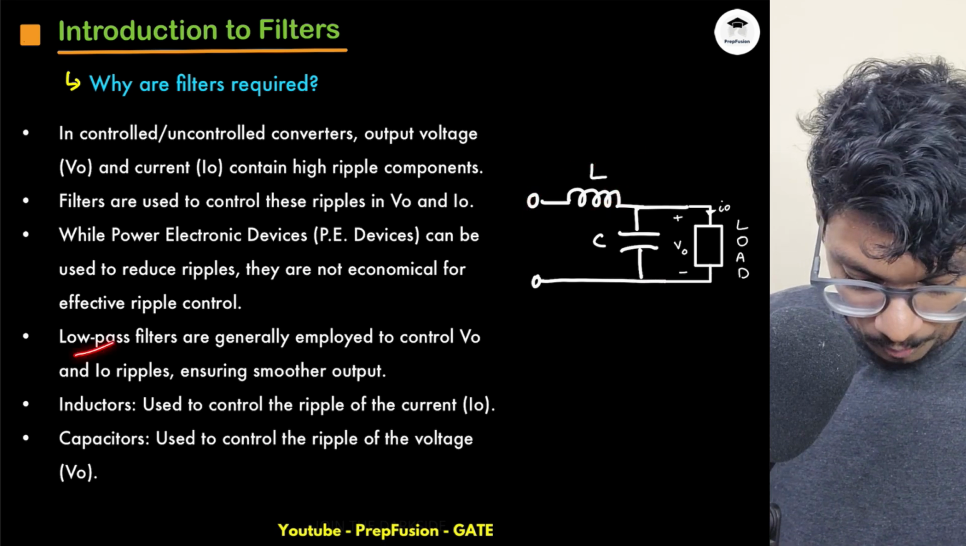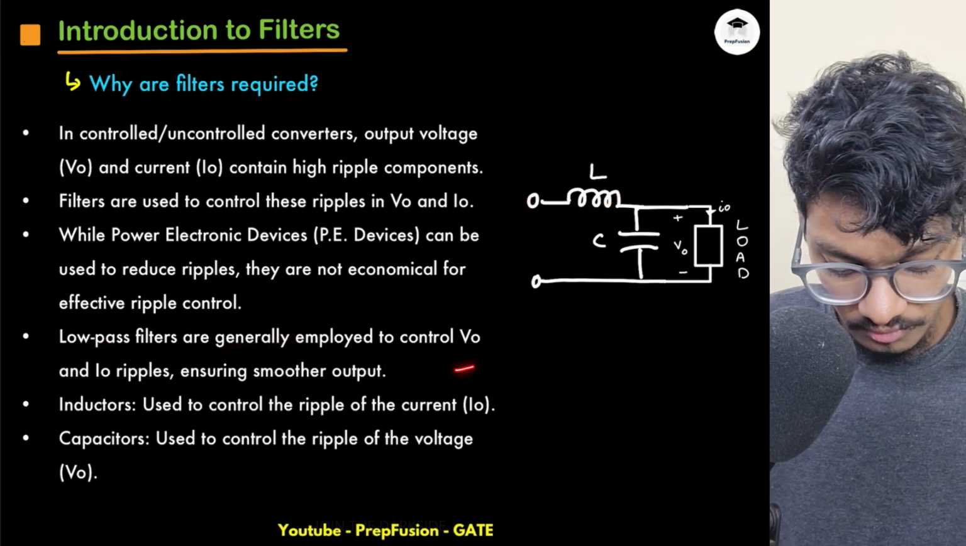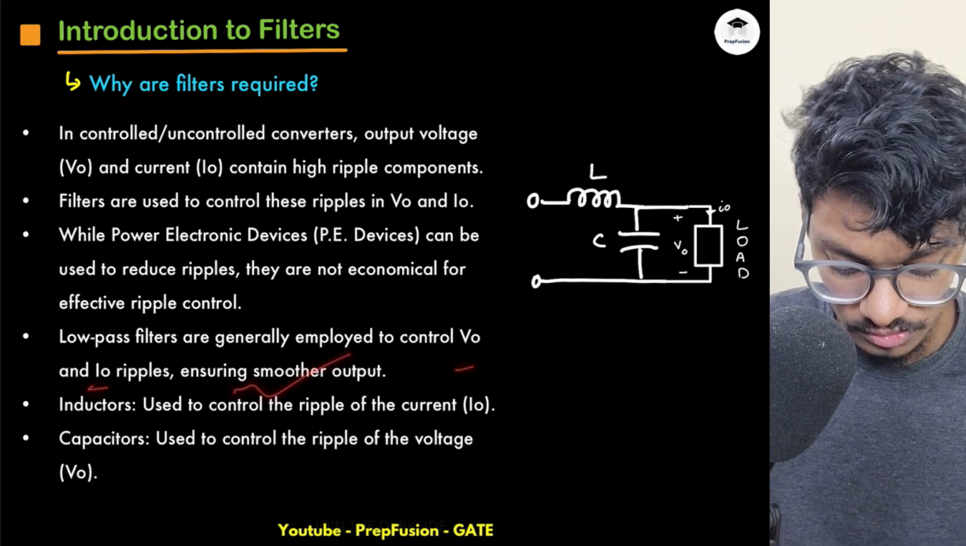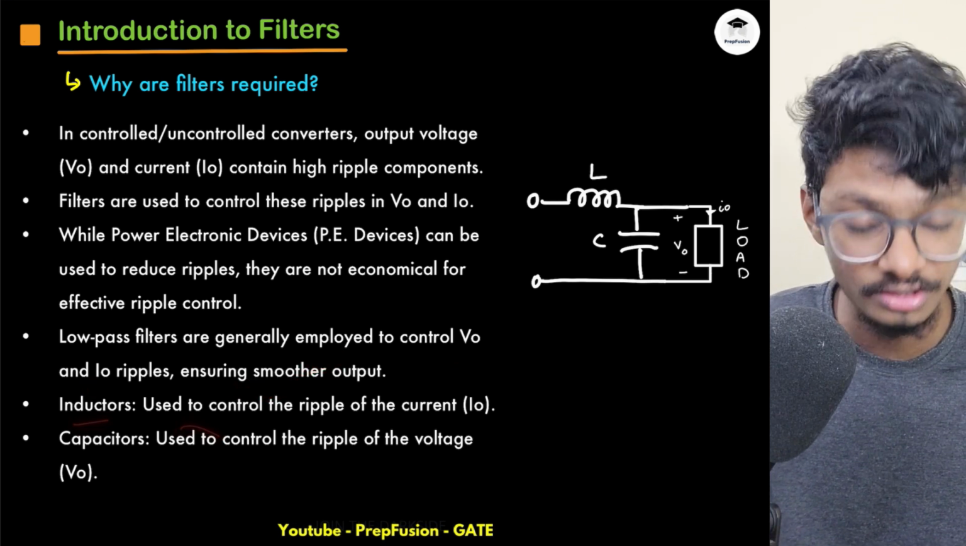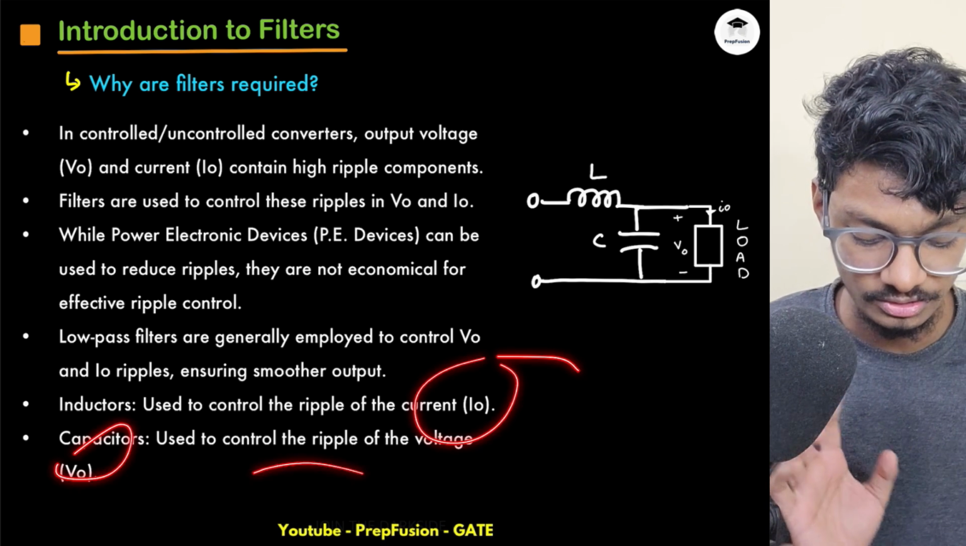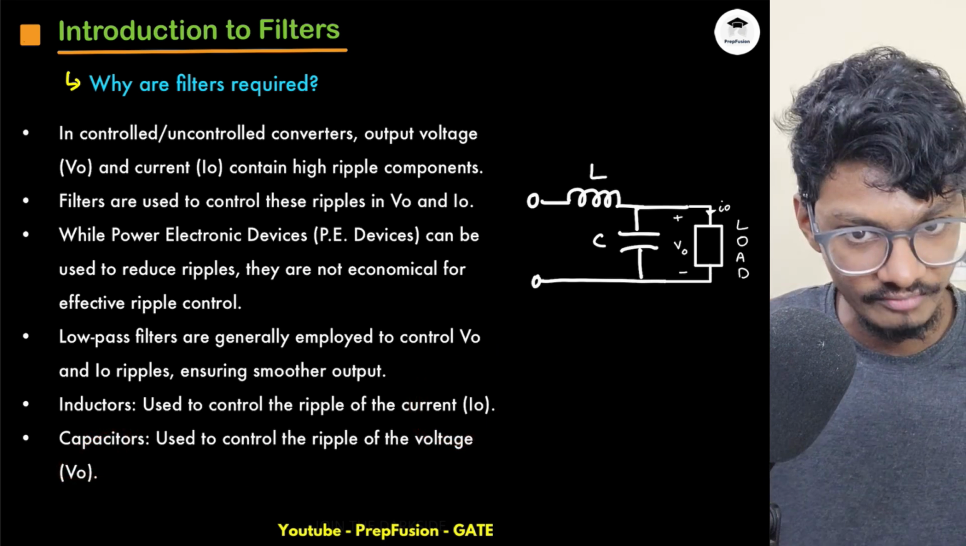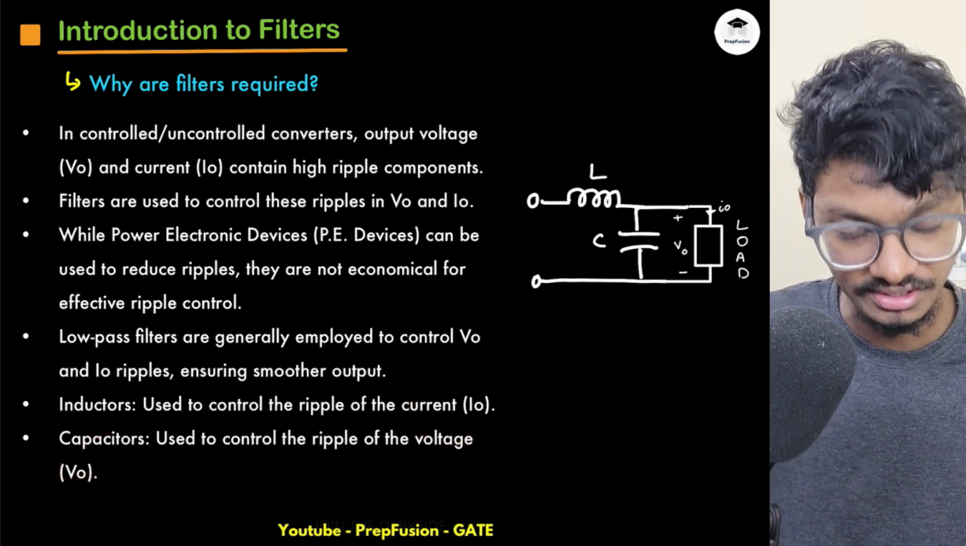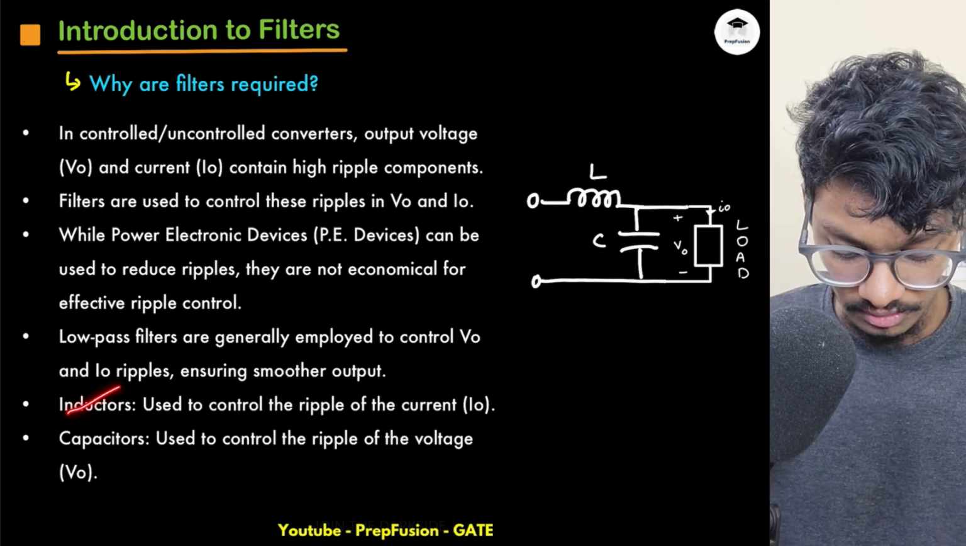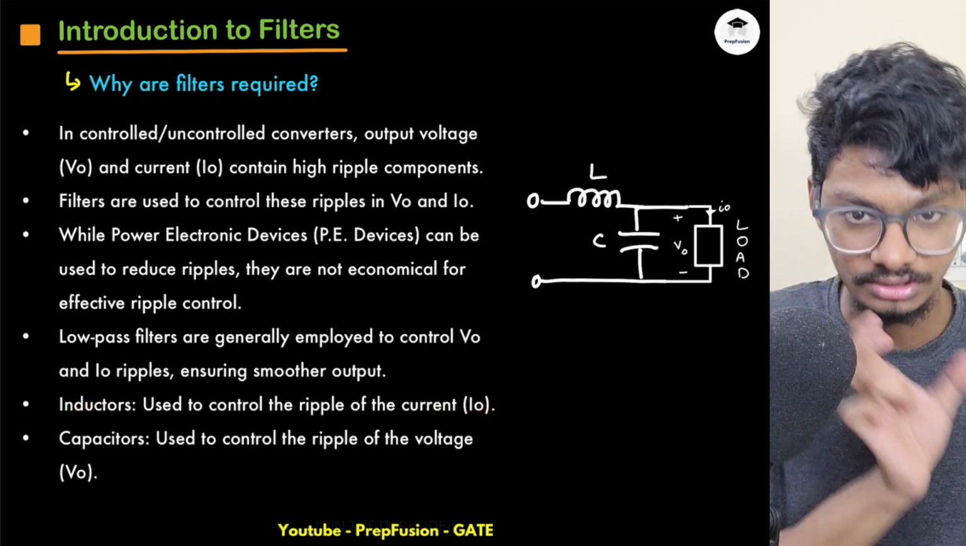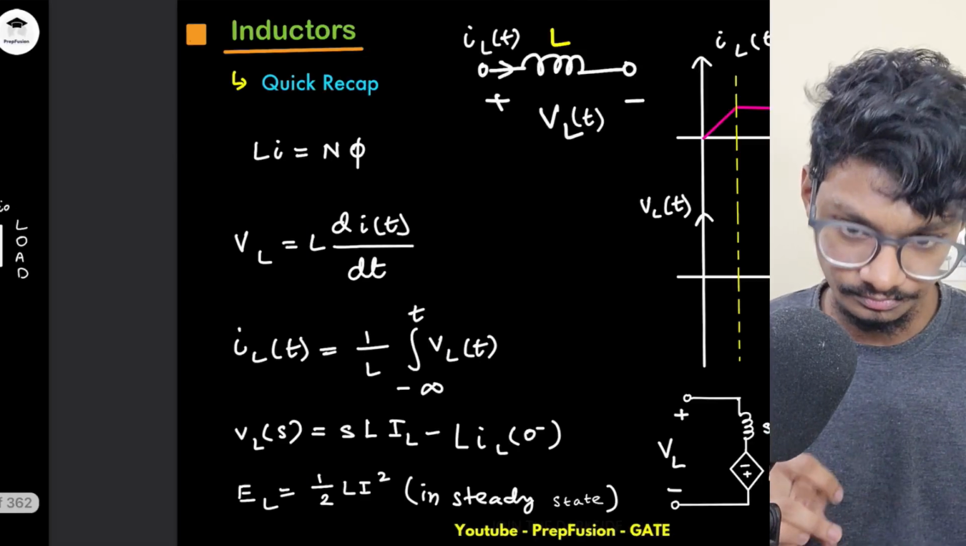Low pass filters are generally employed to control the voltage and current ripples, ensuring smoother output. Inductors are used to control the ripple of current and capacitors are used to control the ripple of voltage. So whenever you think of a capacitor, you associate it with voltage, and for inductors you associate it with current.